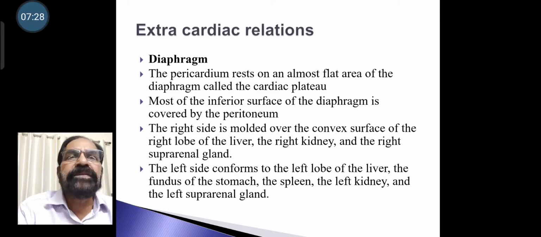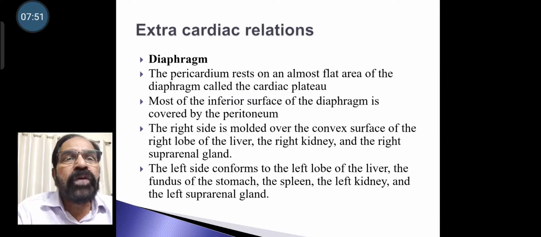Another relation is diaphragm. Pericardium rests on almost flat area of the diaphragm called cardiac plateau. Most of the inferior surface of diaphragm is covered by peritoneum. Right side is molded over the convex surface of right lobe of liver, right kidney and right suprarenal gland. Left side conforms to the left lobe of liver, the fundus of the stomach, spleen, left kidney and left suprarenal gland.